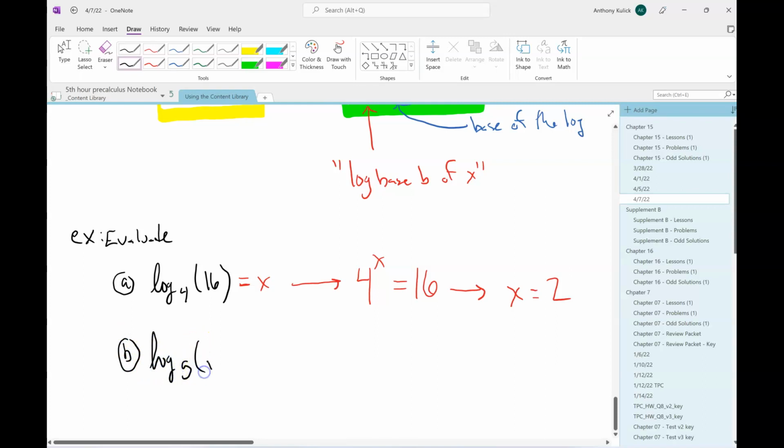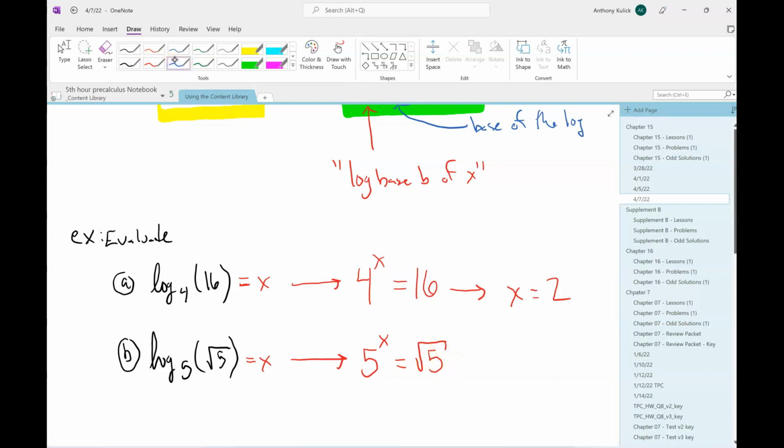Okay, let's do a couple more of these. So let's say we have log base 5 of square root 5. Well, just like before, I'm going to say the answer to that is x. That's going to let me rewrite this as an exponential equation. Who can tell me the exponential equation? 5 to the x equals square root 5. So what's x in this case?